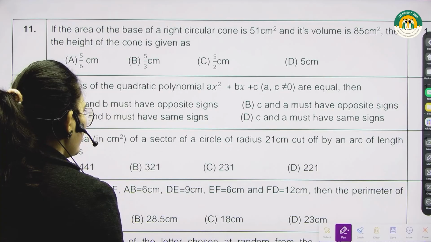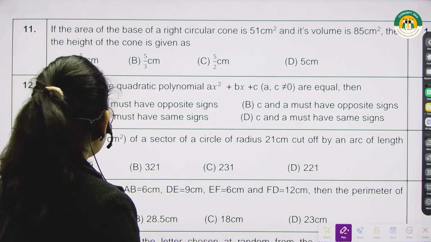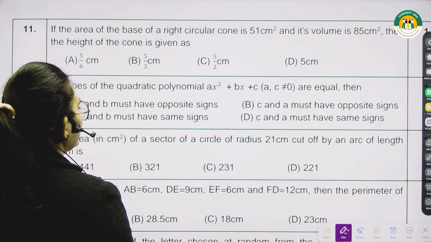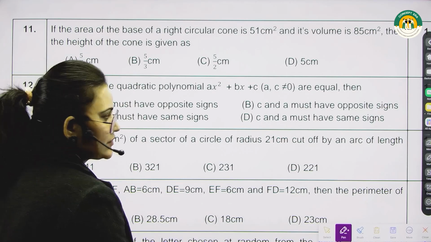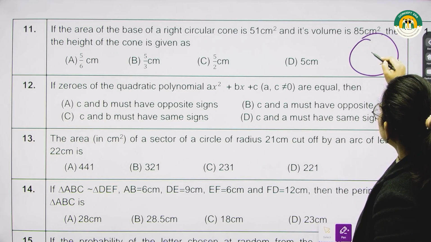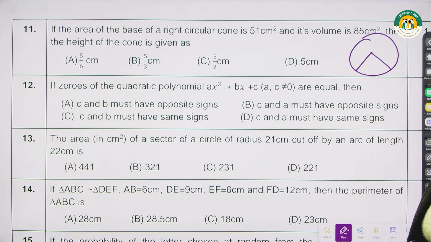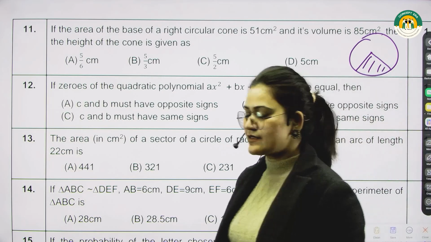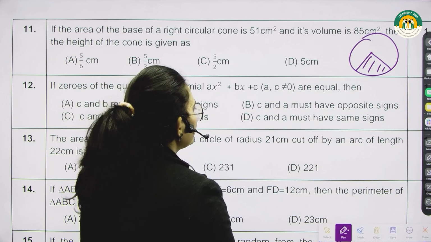As the length of an arc is given, 22 centimeter, and we have to find the area of a sector of a circle. So what is the area of the sector of a circle? This is the circle and sector, this is called the sector. This is called the sector of the circle and we have to find the area of the sector of the circle.